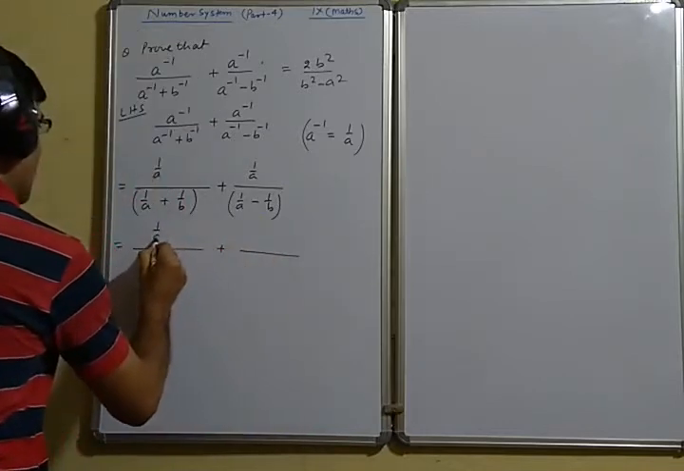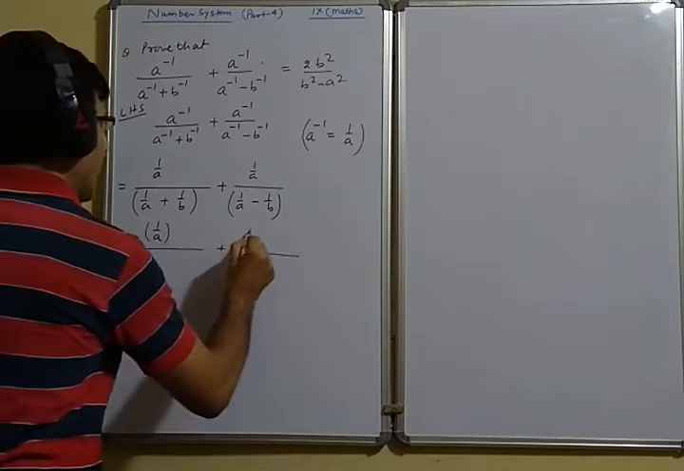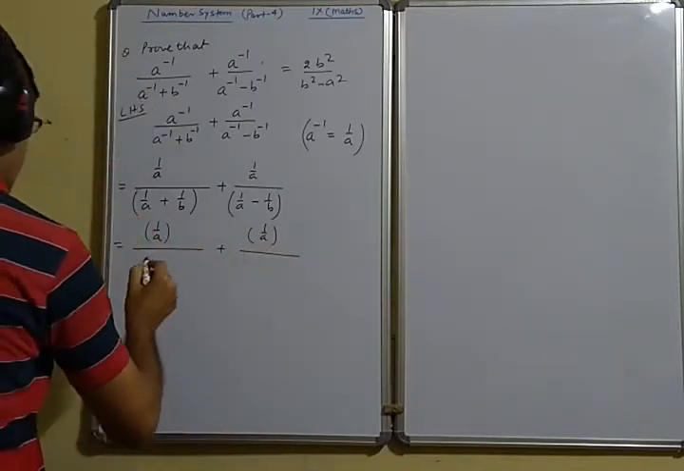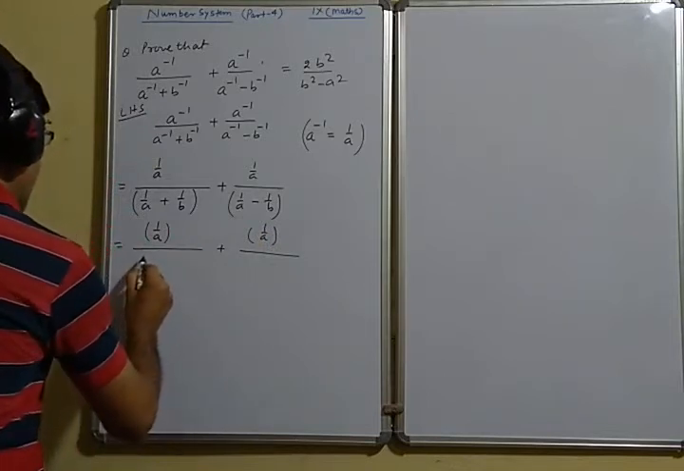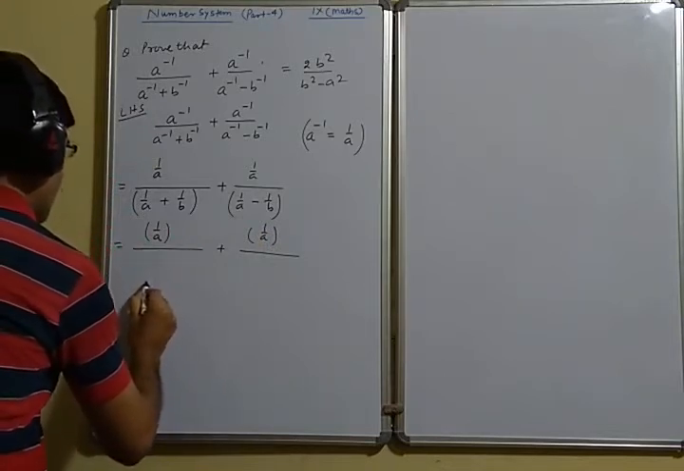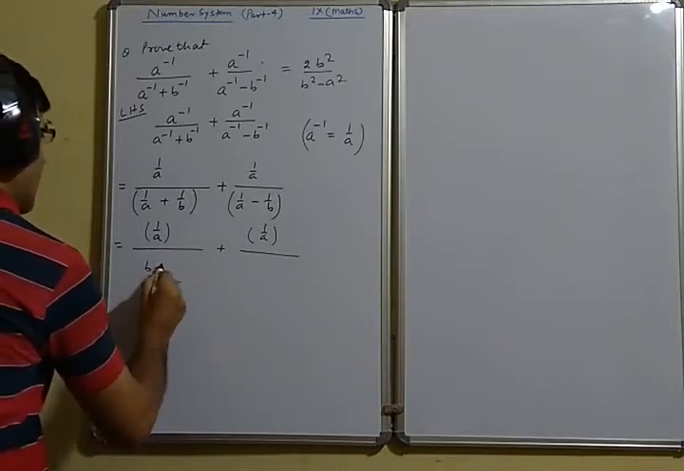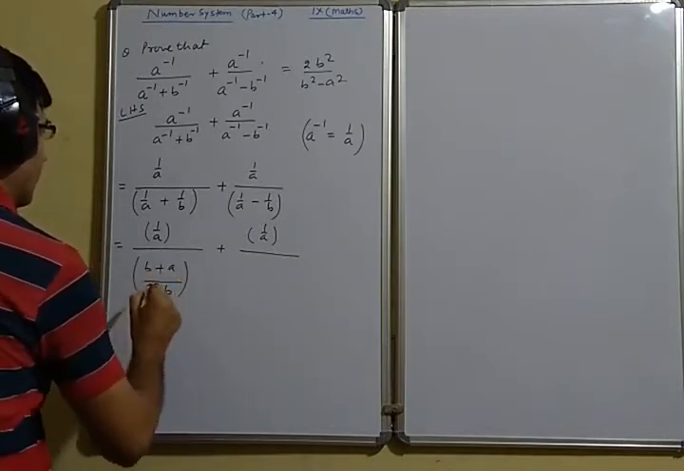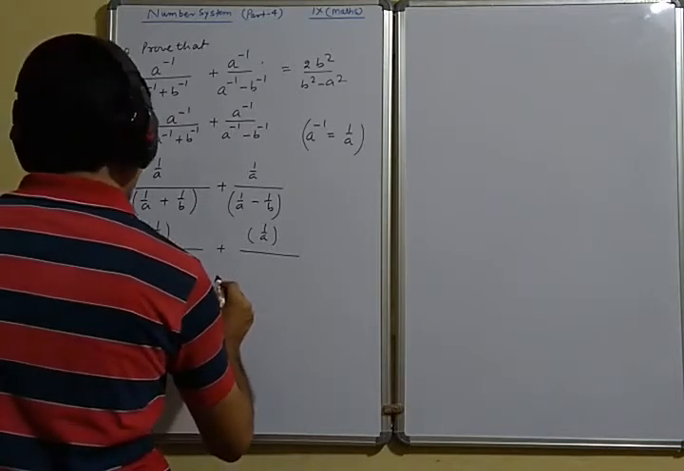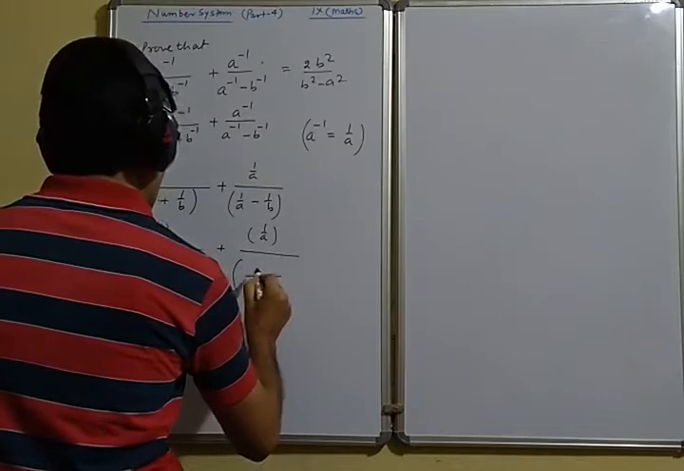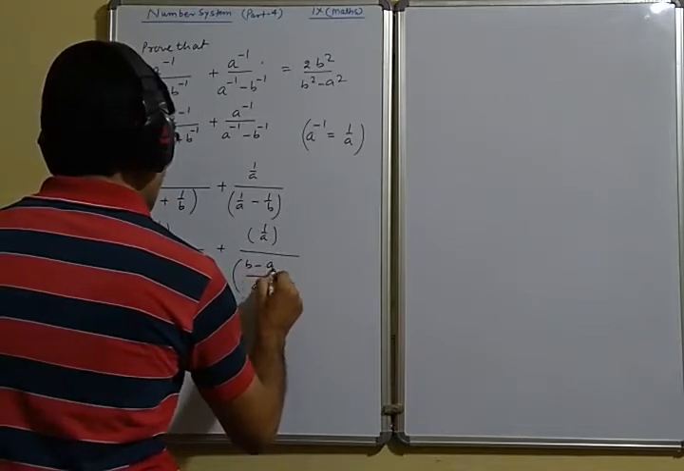Here it is 1 upon a. It is 1 upon a. It is LCM is AB. So it becomes b plus a. LCM is AB. So it becomes b minus a.